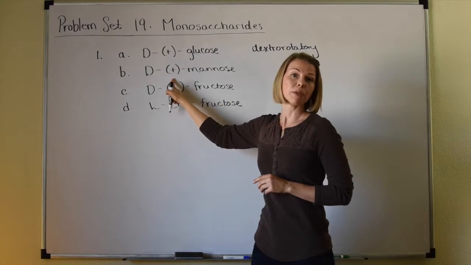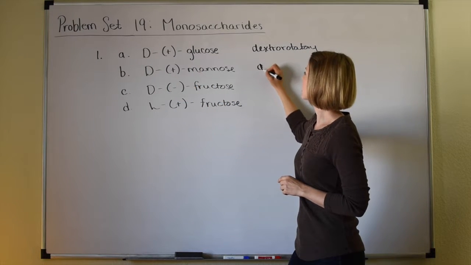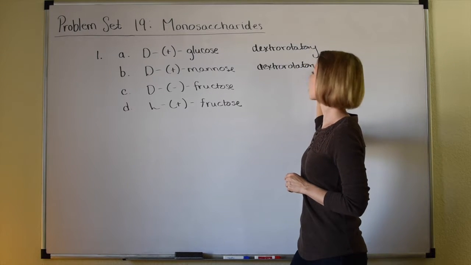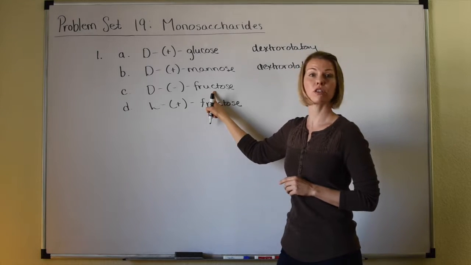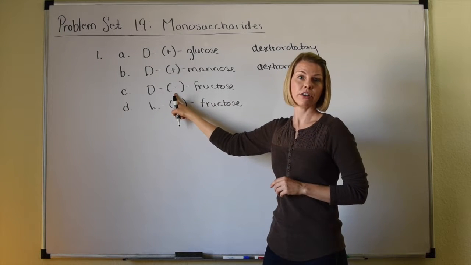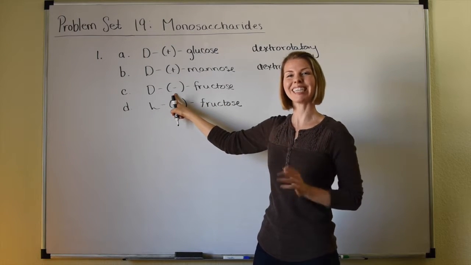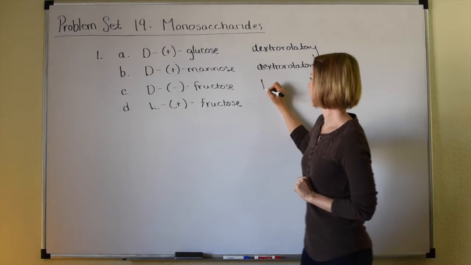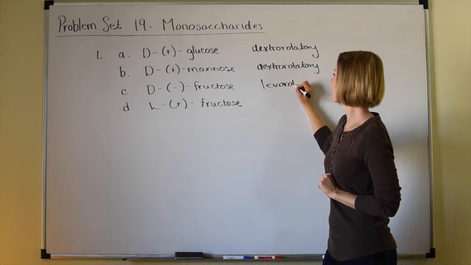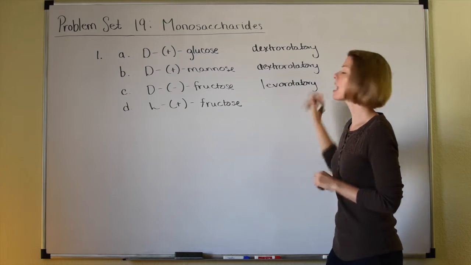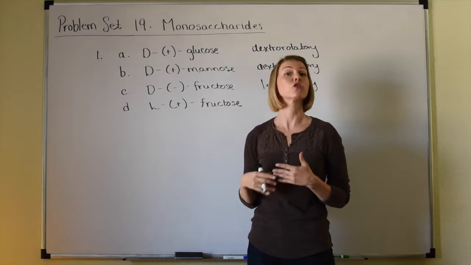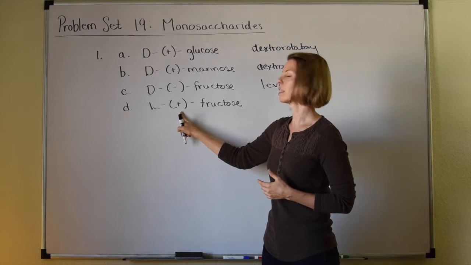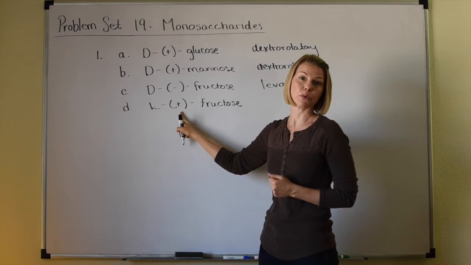D-mannose also has a plus, so it is also dextrorotatory. D-fructose has a negative, so even though it is the D isomer, the D enantiomer, we can see that it is levorotatory. That is, it rotates plane polarized light to the left. And L-fructose, of course, then has to be the dextrorotatory enantiomer.